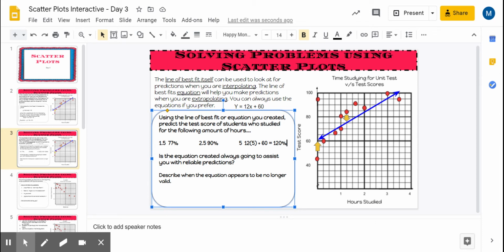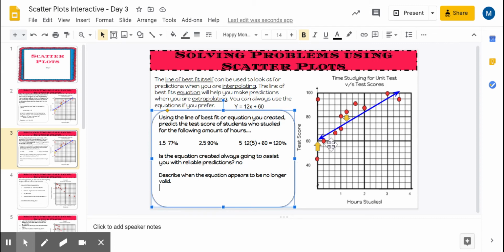Not really. It's hard to get 120%, at least on a math test. Sometimes you get a little extra credit, but not really. So these two follow-up questions are addressing this. Is the equation created always going to assist you with reliable predictions? No, because 120% really isn't very reliable. Describe when the equation appears to be no longer valid.